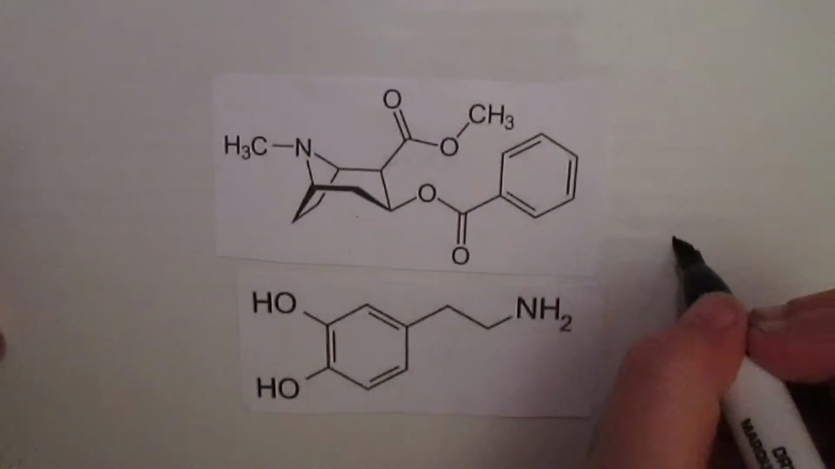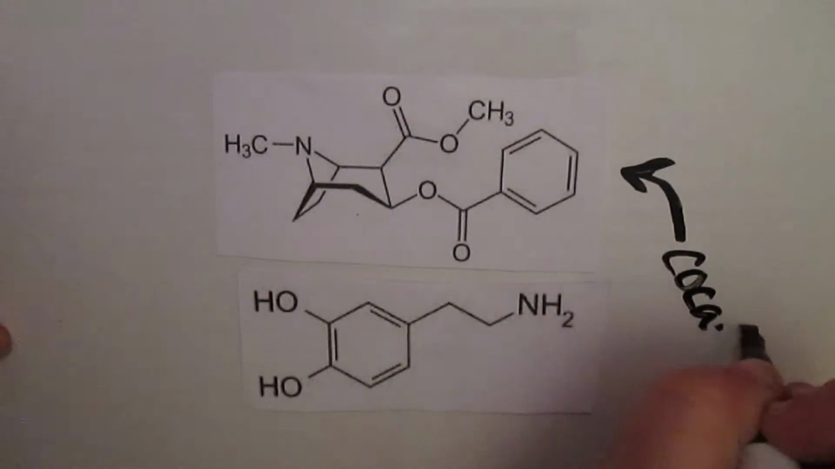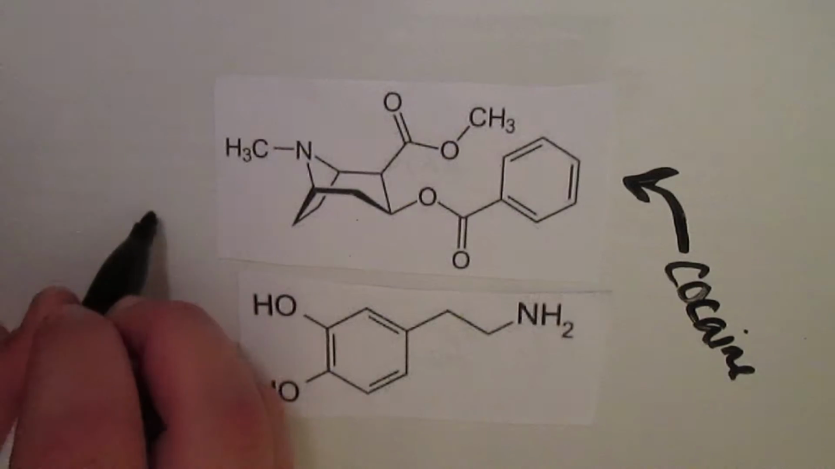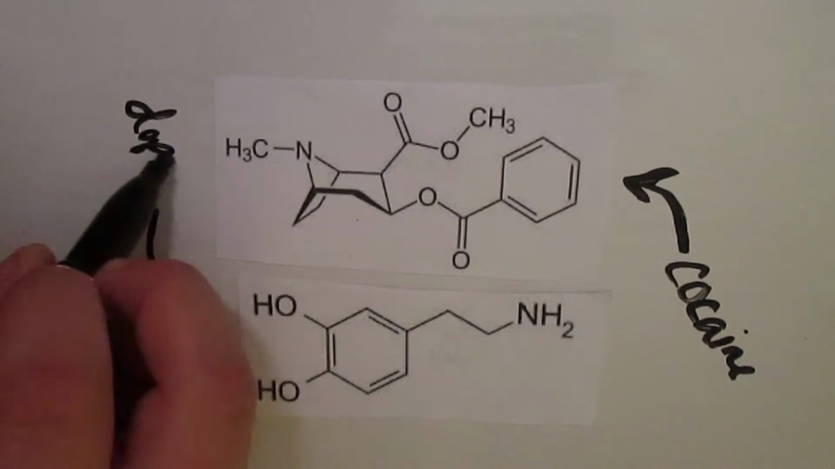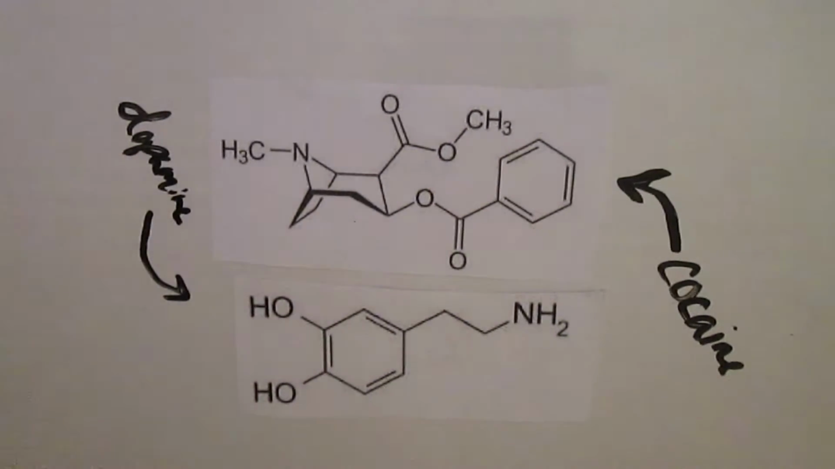Now, let's look at the chemical structure of cocaine compared to dopamine. Cocaine and dopamine differ noticeably, which may be the reason why cocaine blocks the reuptake channel instead of going through it.